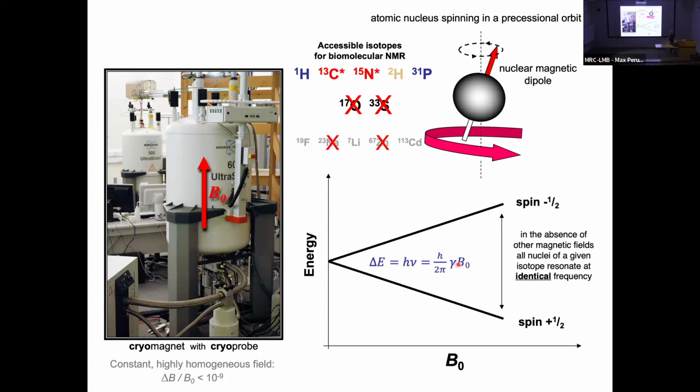In the absence of other magnetic fields, these nuclei will then start to spin around the axis here. And they spin at a characteristic rate that, in the absence of other magnetic fields, is identical for every nucleus of the same type, of the same isotope.